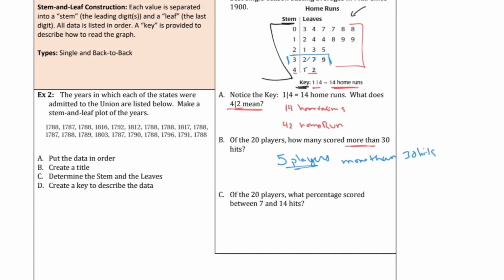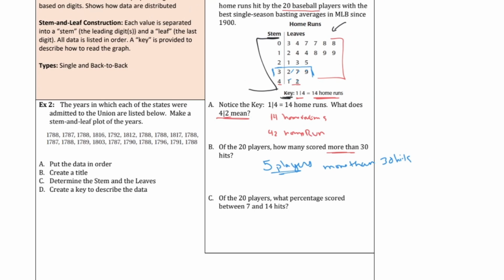Question C, of the 20 players, what percentage scored between 7 and 14 hits? So remember, we're doing the percent times the total equals the number between 7 and 14. The numbers between 7 and 14 would be the 8, here's 12, so it looks like 3 people total. So let's put the 3 under the numbers between 7 and 14.